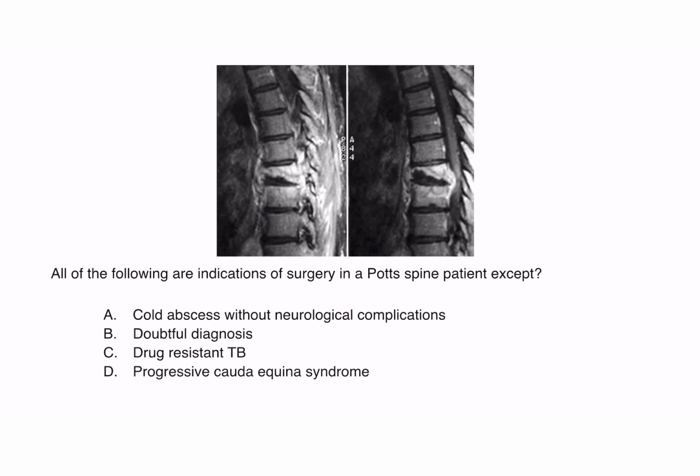Let's quickly go to another question tested on the same topic, Pott's spine. All of the following are indications of surgery in a Pott's spine patient except: look into the options. Cold abscess without neurological complication. The question says when you will not operate on this patient, right? Do you really want to operate on a patient who does not have any neurological complication? So I'll not do that. Anyway, let's see the other options.